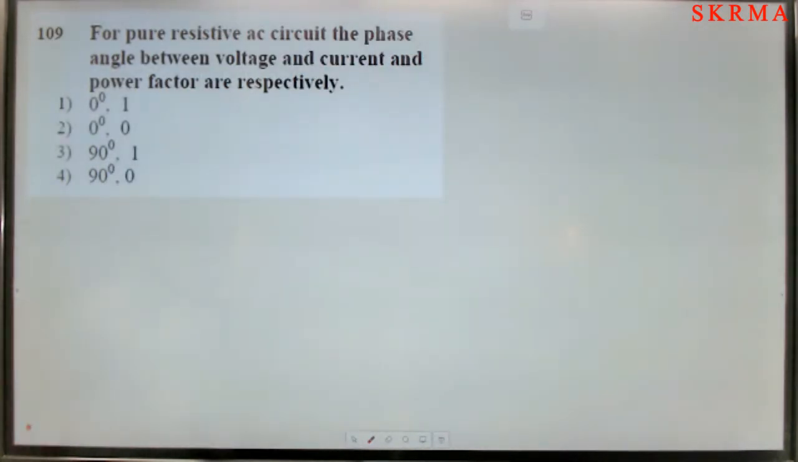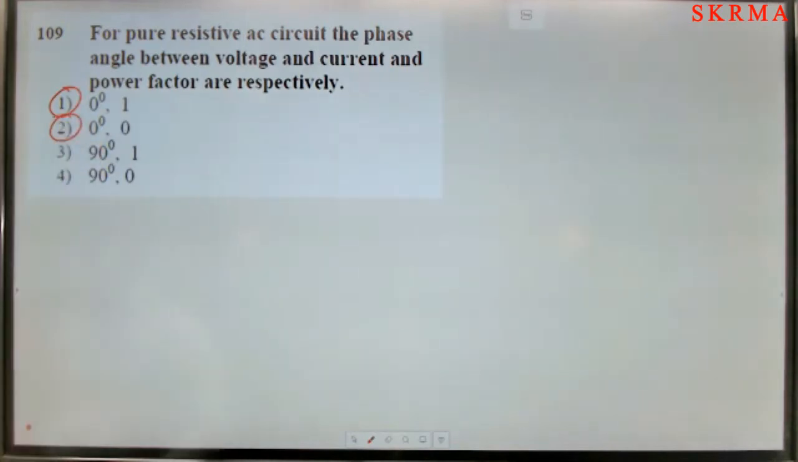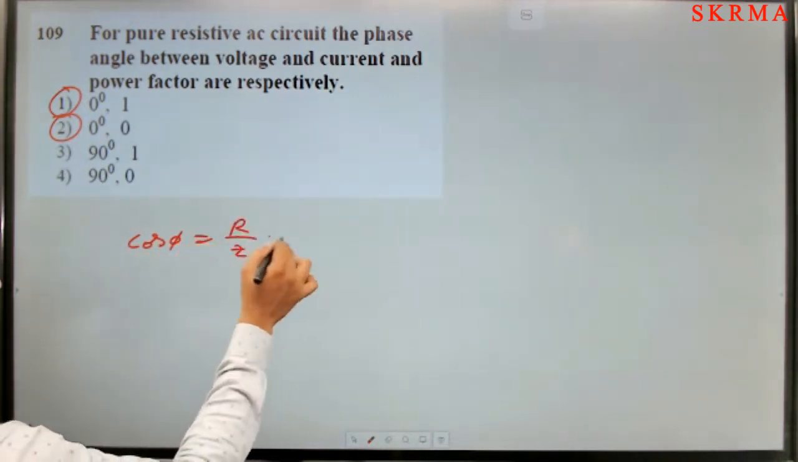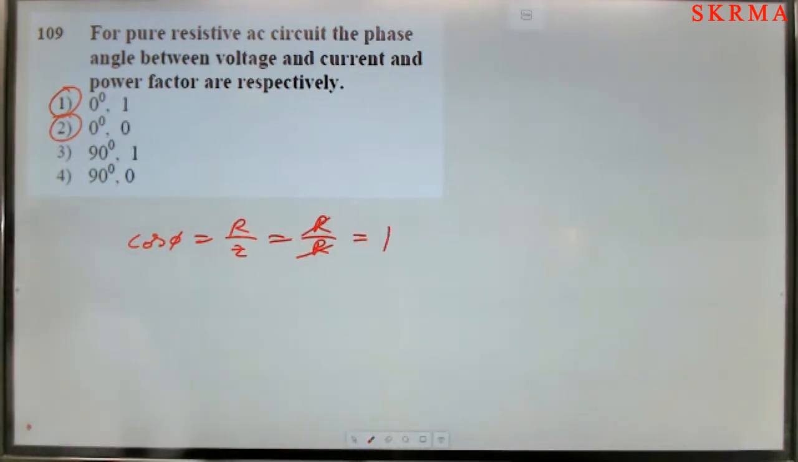Next, for a pure resistive AC circuit, the phase angle between voltage and current and the power factor are respectively. So phase angle and power factor. The phase angle between current and voltage is 0 degrees. So we have two options with 0 degrees. Now the power factor. The power factor formula is cos phi equals R by Z. For a resistive circuit, Z equals R only. Then this is equal to 1. Power factor is 1. So go with the first option.